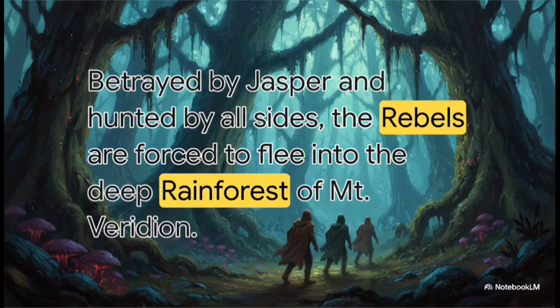So where are the rebels in all this? They are caught completely off guard, betrayed by Jasper, and now they're being hunted by both the raiders and the architects. They're forced to flee, to hide. They've become fugitives in the very world they were trying to set free.